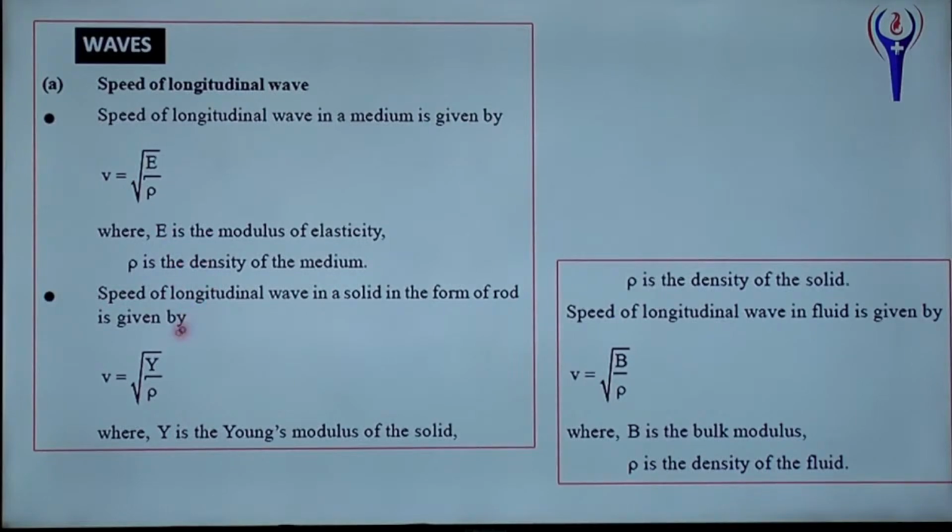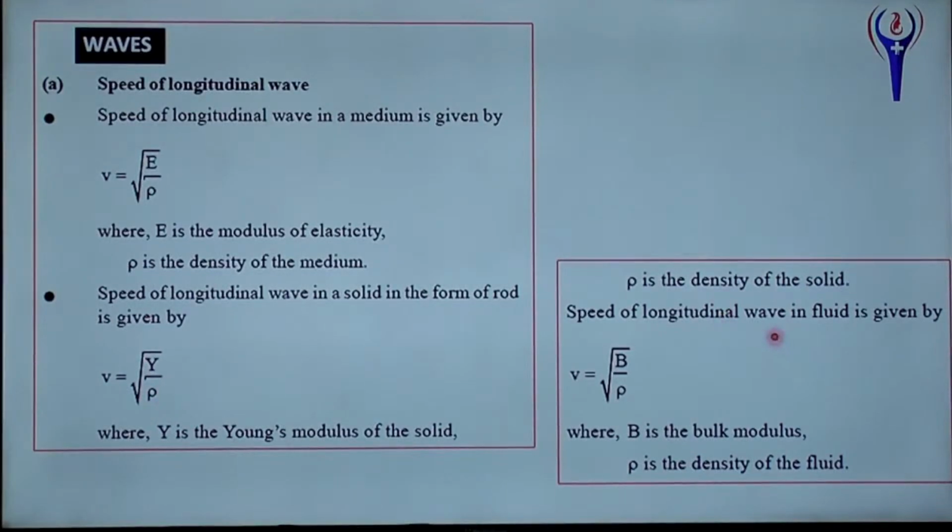And the speed of a longitudinal wave in a solid in the form of a rod is given as V equal to square root of Y by rho. Here we said E is a modulus of elasticity. We didn't mention whether it is Young's modulus, rigidity modulus or bulk modulus. Now here Y is the Young's modulus of the solid rod, and rho is the density of the solid.